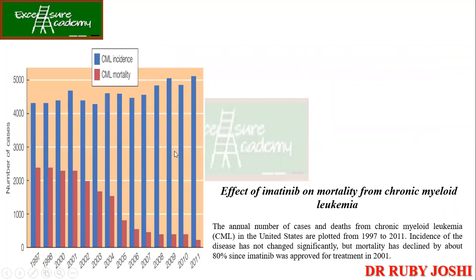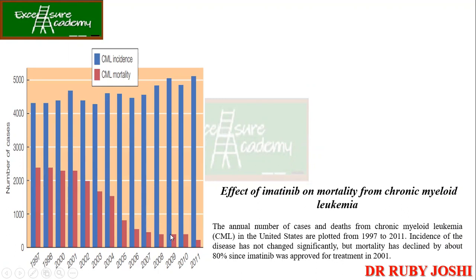Okay. So this is the incidence, the effect of Imatinib on mortality from chronic myeloid leukemia. So इतने incidence हैं और उतने आपकी mortality rate है. So what you see over here is once you start using the Imatinib, ठीक है, 1997 में शुरू हुआ, there was a decrease in the mortality rate. You can see over here.